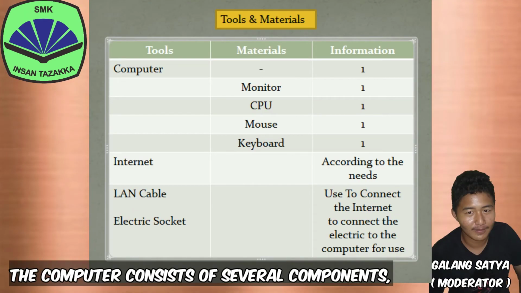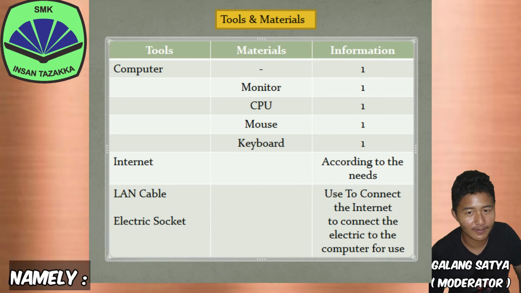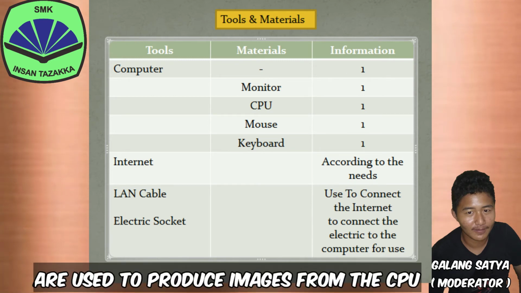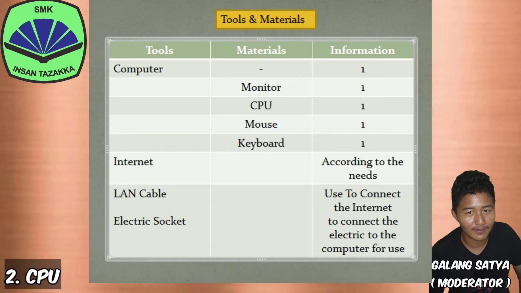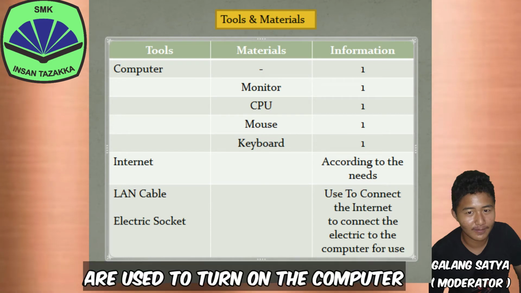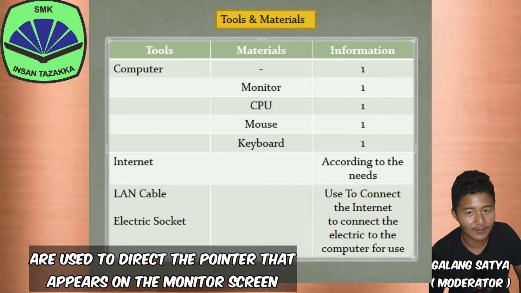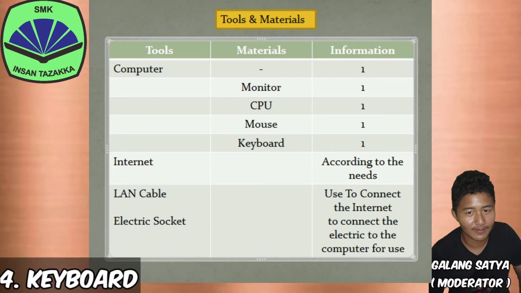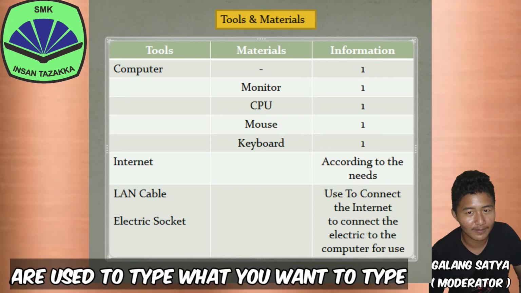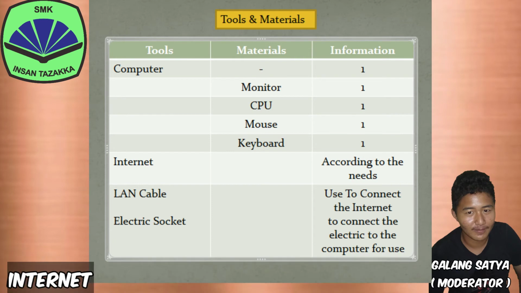Tools and materials. Computers. The computer consists of several components, namely, number 1, monitor, used to produce the image from the CPU. Number 2, CPU, used to turn on the computer. Number 3, mouse, used to direct the pointer that appears on the monitor screen. Number 4, keyboard, used to type what you want to type.